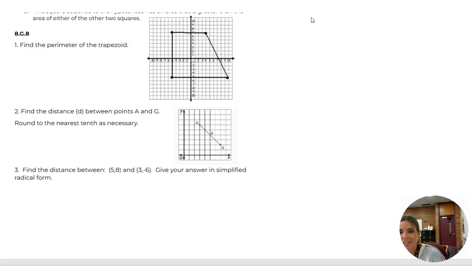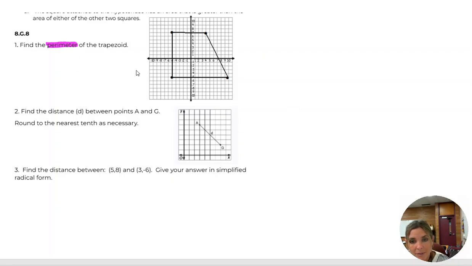Hi you guys, this is the video that is going to help you do your test corrections for the 8.G.8 section of the test. So remember that as you are watching this video, make sure you're taking out another piece of paper and identifying what you did incorrect when you did these particular problems.